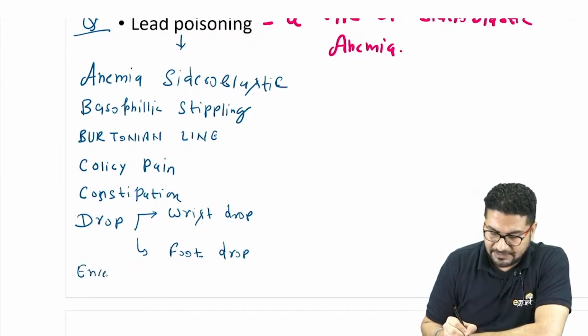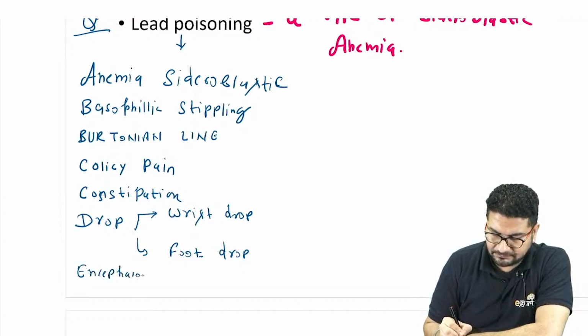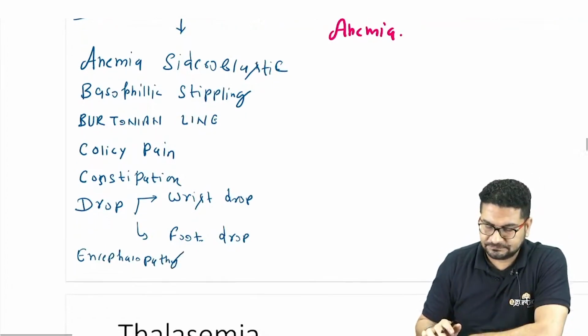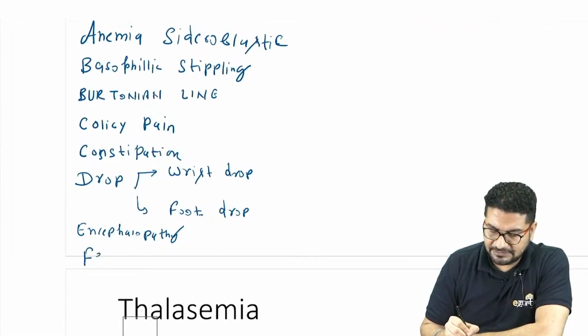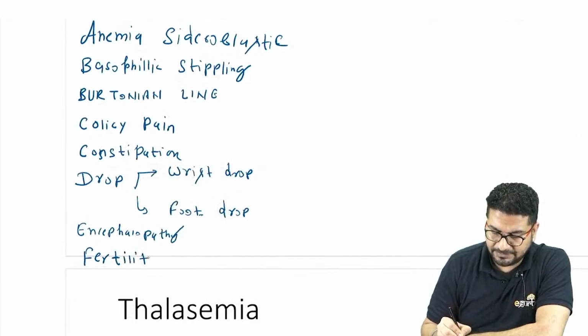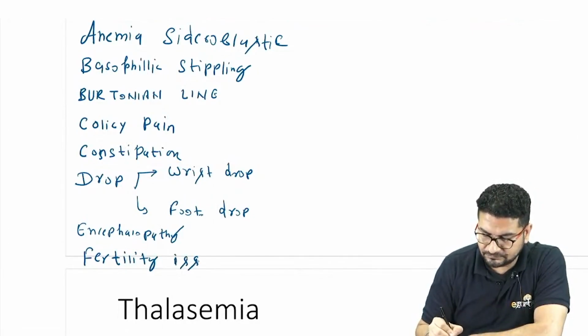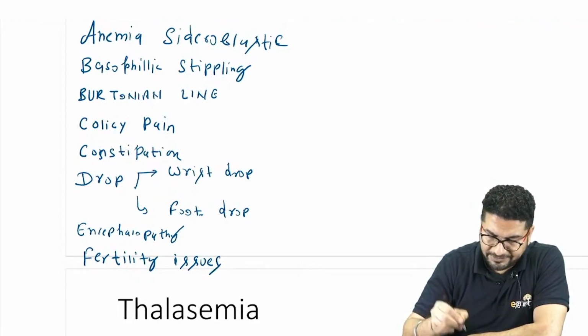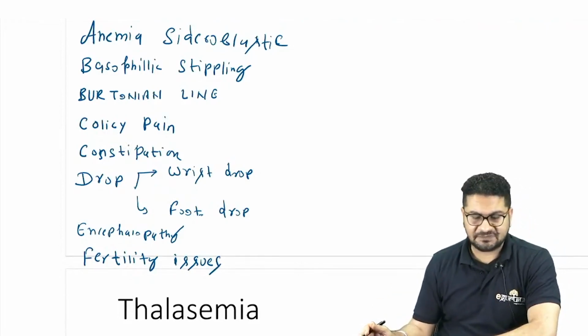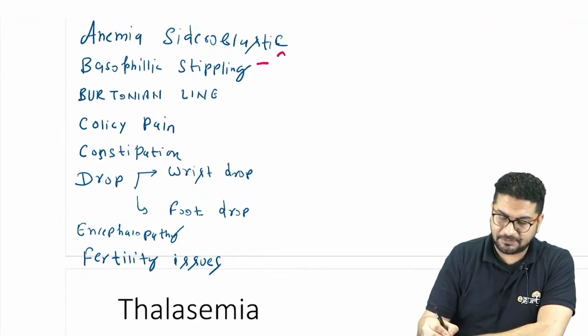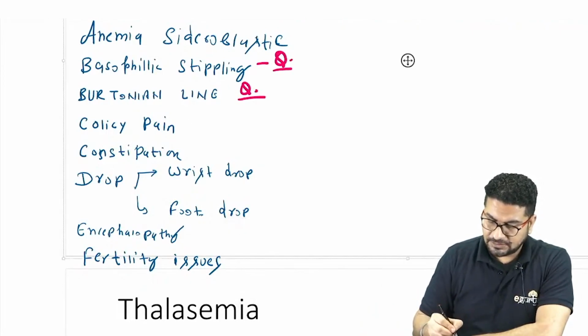Later on, these patients can develop encephalopathy. And in future they can have infertility, meaning both male and female can become infertile. So there will be fertility issues. Why am I teaching this topic? Understand this because it's very important. They ask MCQs related to lead poisoning, basophilic stippling, Burtonian line, wrist drop and foot drop.